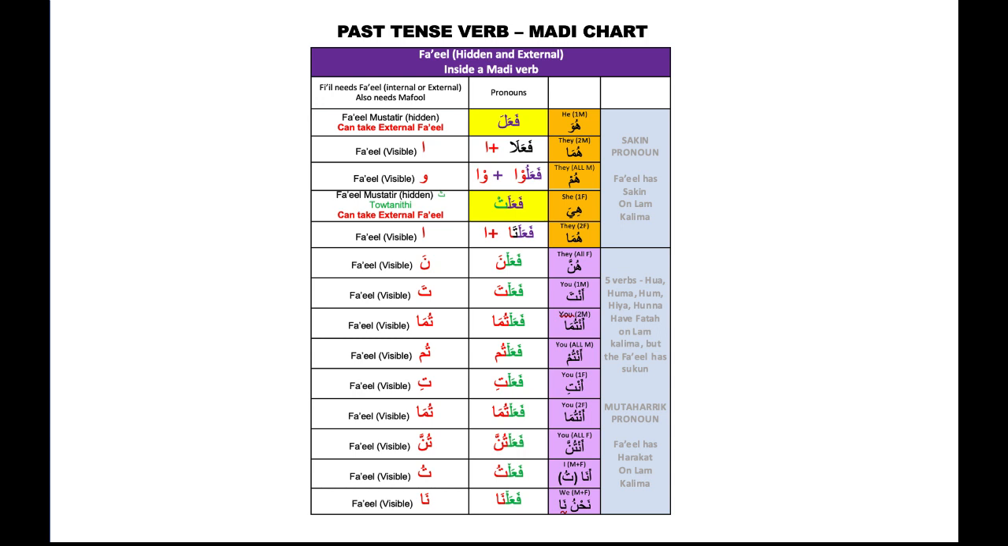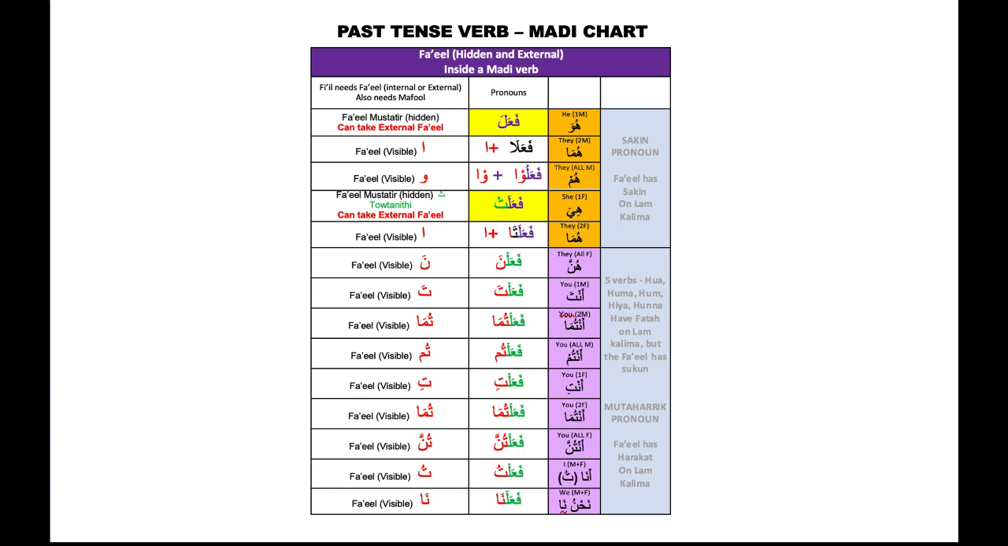Next is fa'alta, but it's representing anta. Anta means you, singular male. That ta is coming after fa'al. Fa'alta means you, singular male, did. So ta is the fa'il here, visible fa'il. Next is fa'altuma, representing antuma, you two male. Fa'altuma means you two male did. So tuma is the visible fa'il here.